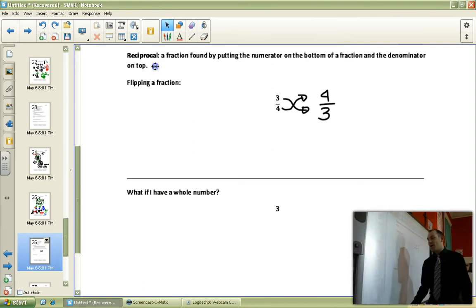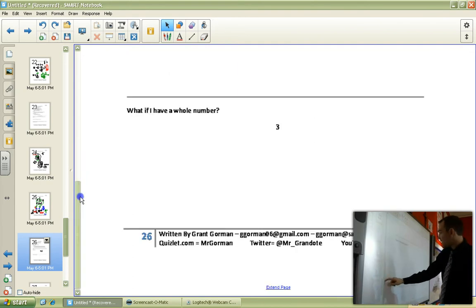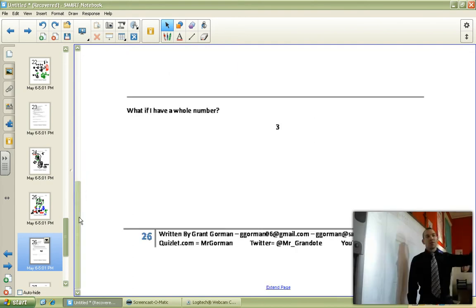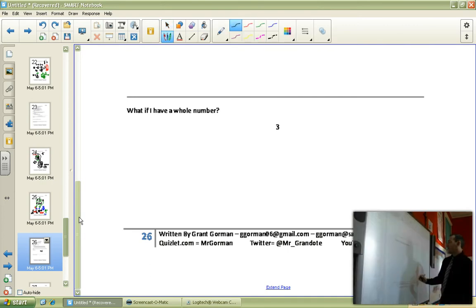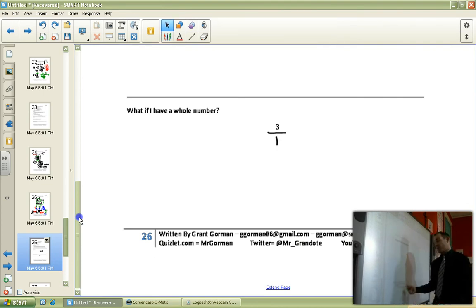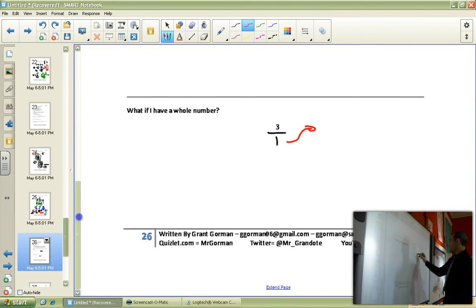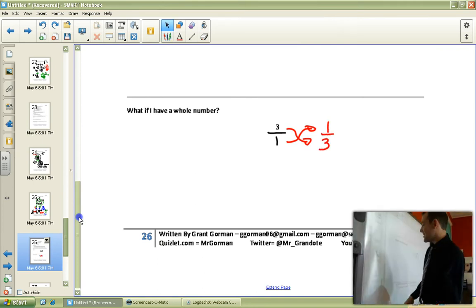Next question I get a lot, or have gotten a lot at work, is, Mr. Gorman, I know I'm supposed to flip it, but I have a whole number. What do I do? Well, you have to remember how to rewrite your whole number as an improper fraction. So if I take a 3, if I just put a 1 underneath, I'm done with that. Then we're going to follow that same plan. We're going to flip them, just like we did before. So instead of 3/1, we now have 1/3. It's going to be a real quick lesson today, isn't it?